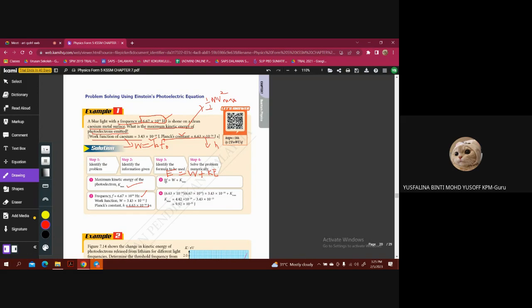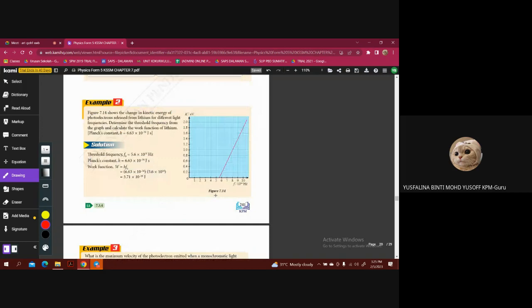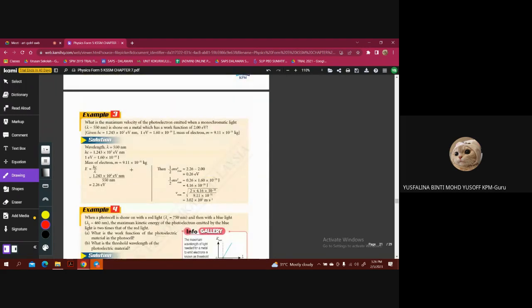So you just substitute the value here, to find K max. If in the graph, remember what the value is here. This is f0, meaning f0, not the number zero. The threshold frequency is the minimum frequency for the photoelectric effect to occur, right? So at that part also you just need to do a substitution.